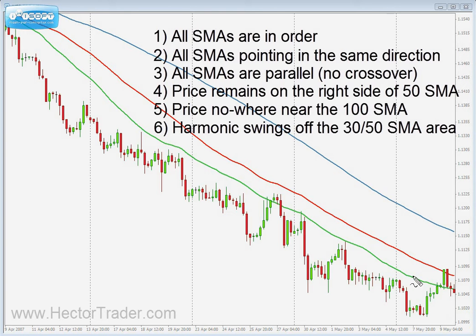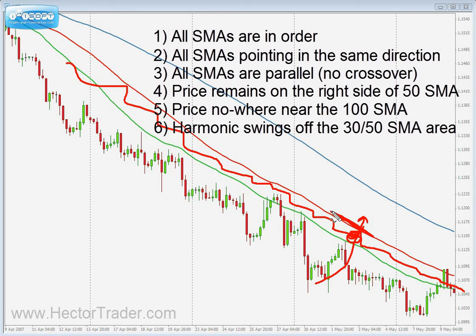Once price in fact breaks above the dynamic area of resistance, once the dynamic area of resistance actually does not work as resistance or stops working as resistance, price breaches above the 50 simple moving average and gets near the 100. That's an early signal of weakness.